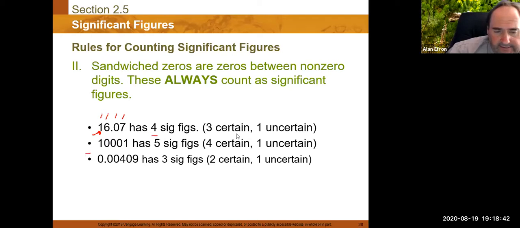Starting here, this is our first significant figure. Again, these are all zeros that are trapped, so they're all going to be significant. And our guy at the end there will also be significant. So 2, 4, and 5 significant figures.